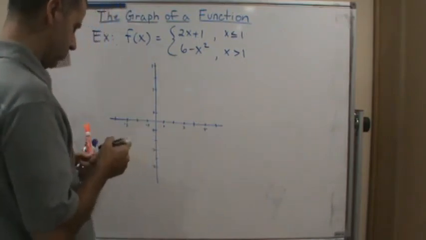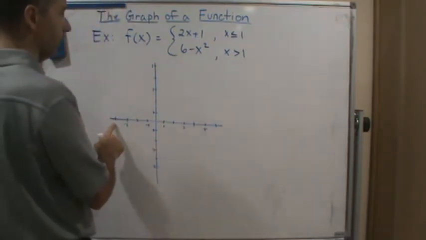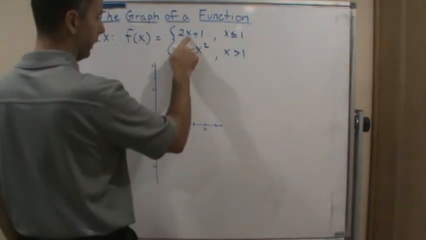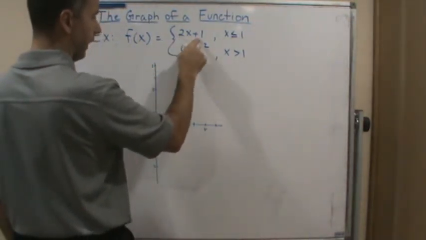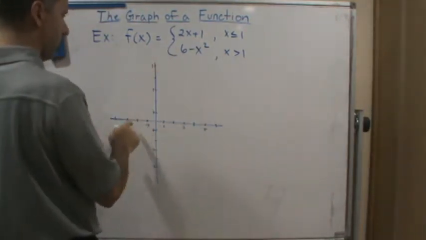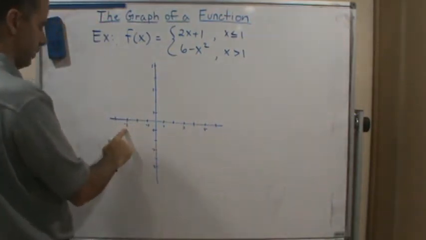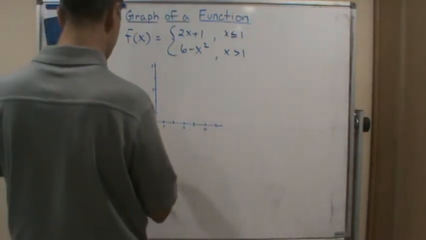So let's start with, let's say, -4. So we put a -4 here, we get -8 plus 1, which is -7. So I'm not going to plot that one, that's off. If I go to -3, I get -6 plus 1, which is -5. So that one I'm going to plot.